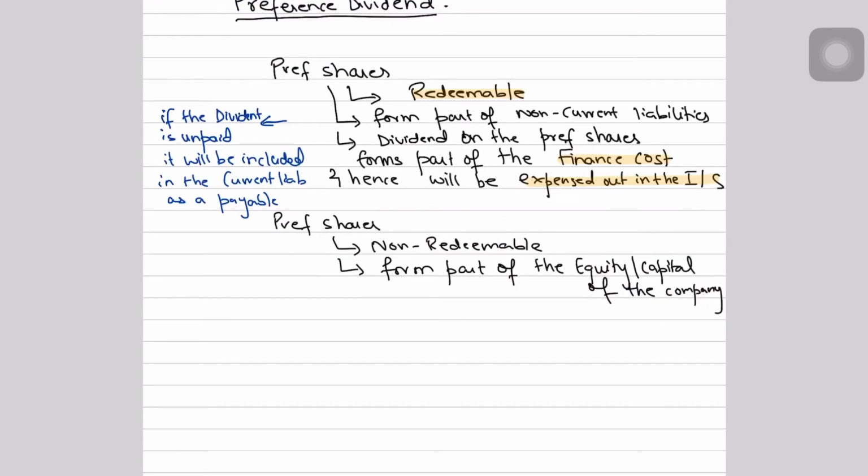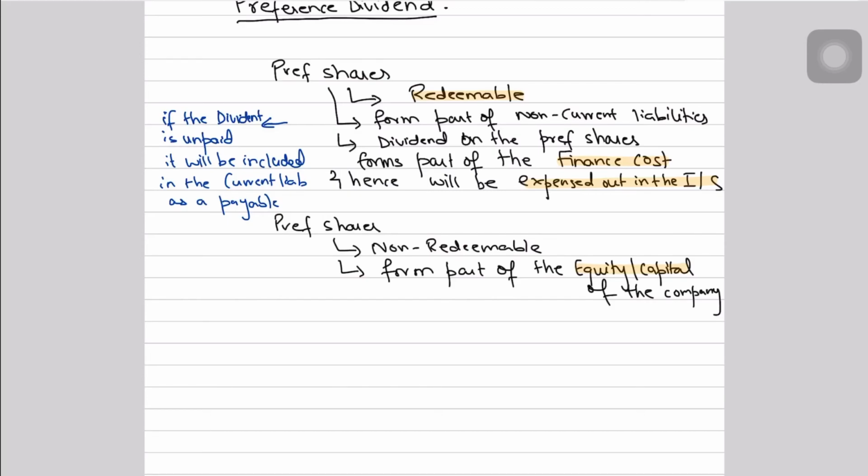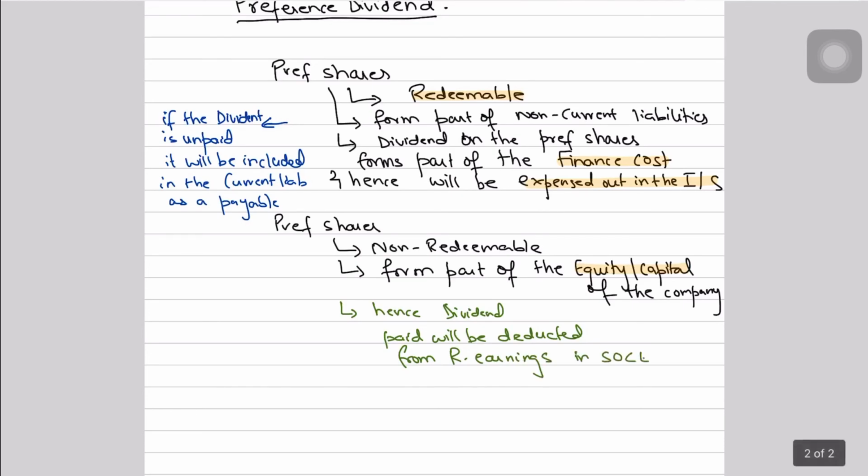So if the preference shares are non-redeemable, it means that they form part of the equity capital of the company, and hence the dividend on the preference shares that are non-redeemable will be deducted from the retained earnings in the statement of changes in equity. Hence dividend paid will be deducted from retained earnings in statement of changes in equity.